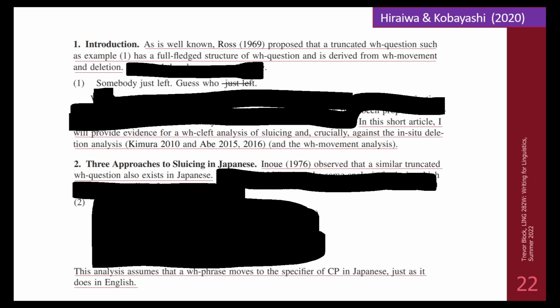So section 2 says 3 approaches. The first sentence is, Inoue observed that a similar truncated WH question also exists in Japanese. So they show another type of question. This analysis assumes that a WH phrase moves to the specifier in Japanese just as it does in English. So from this, what I'm getting without any details is that they're going to show that there's movement to explain 1, and in 2, they find another type of phrase that works similarly and they show that there is movement. So they're already looking at supporting evidence.